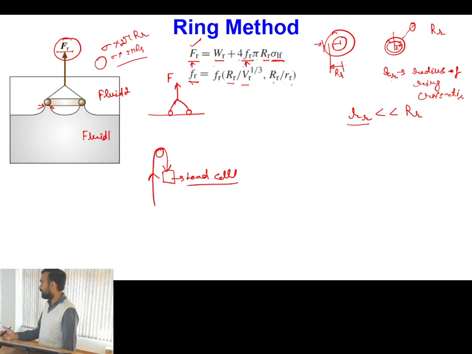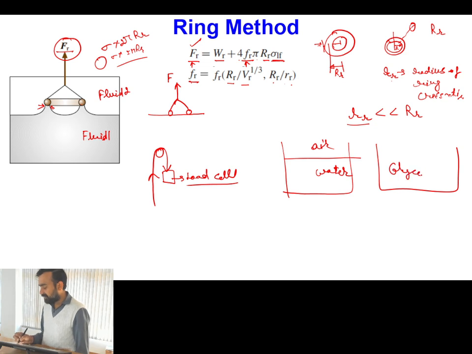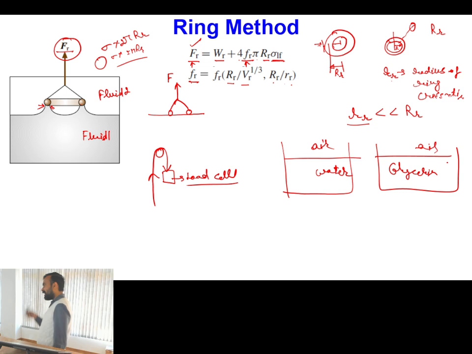So whatever test setup you have developed, initially you will subject it to some known fluid combination, for example water and air. Then you can take some common oil, glycerine and air, silicon oil and air. All these are different types of fluids for which we already know the value of surface tension.